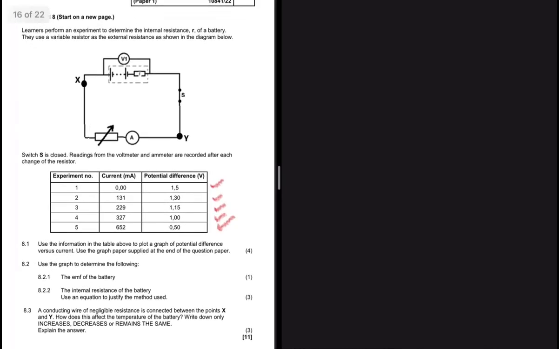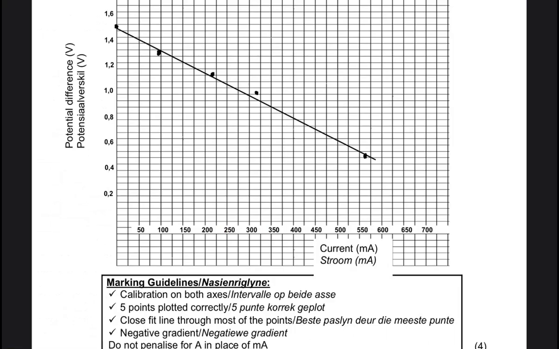The first question, 8.1, is saying, let's use the information in the table above to plot a graph of potential difference versus current. Use the graph paper supplied at the end of the question paper. We need V external versus current. As you can see, we have the potential difference on the y-axis and the current on the x-axis. The calibration on both axes will earn you a mark.